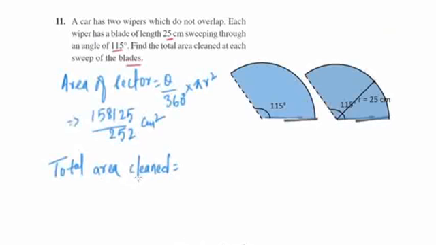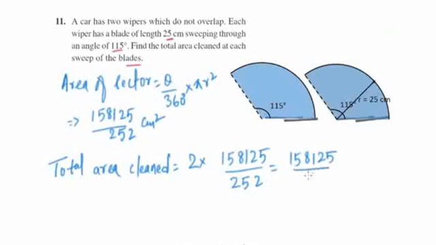Now let's find the total area that is cleaned by the wiper. So which is basically 2 times the area of the sector, as it is making 2 sectors. So it will be 2 multiplied by 158,125 divided by 252. And on solving this, we'll get it as 158,125 divided by 126 square centimeter. So that is the total area cleaned at each sweep of the blades.